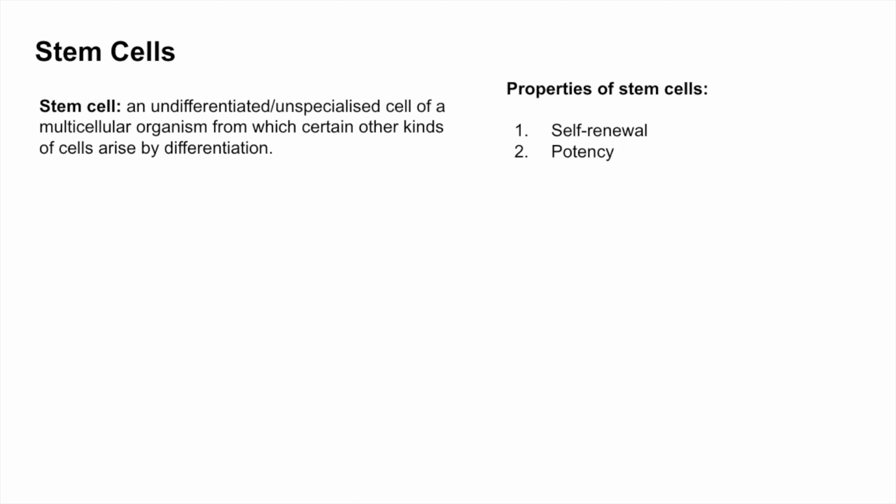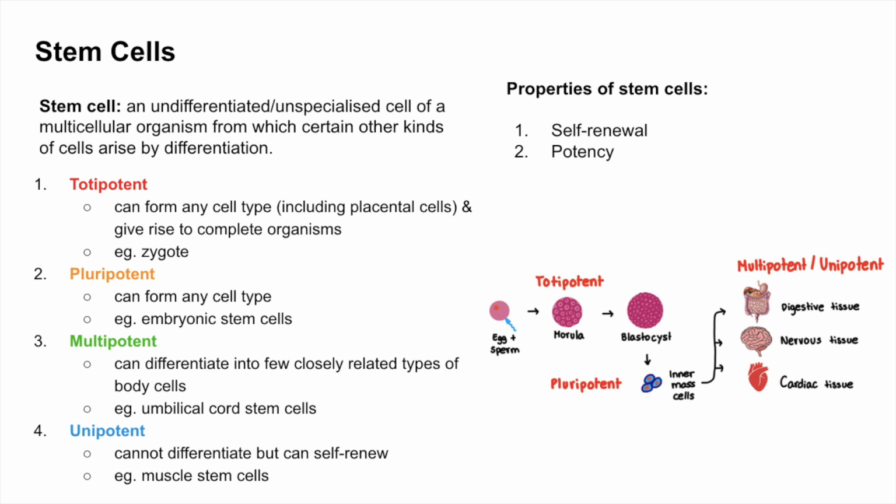It's important to note, however, that not all stem cells can give rise to all body cells. There are four types of stem cells: totipotent, which can form any cell type, including placental cells, and give rise to complete organisms, for example, a zygote; pluripotent, which can form any cell type, for example, embryonic stem cells; multipotent, which can differentiate into few closely related types of body cells, for example, umbilical stem cells; and unipotent, which cannot differentiate but can self-renew, for example, muscle stem cells.